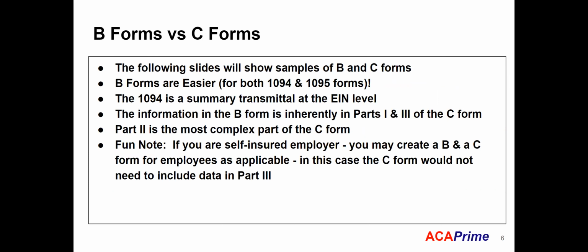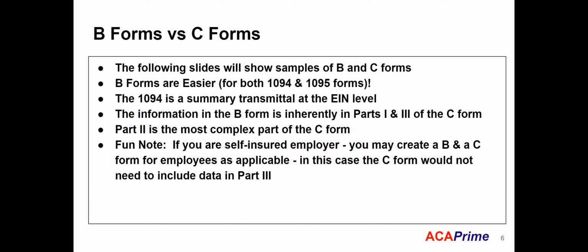B forms versus C forms. The following slides will show samples of B and C forms. B forms are easier for both 1094 and 1095 forms, as you will see. The 1094 is a summary transmittal at the EIN level. So each EIN will need its own set of 1094 and 1095 forms for a commonly owned group. The information in the B form is inherently in parts 1 and 3 of the C form, as we will see. Part 2 is the most complex part of the C form.